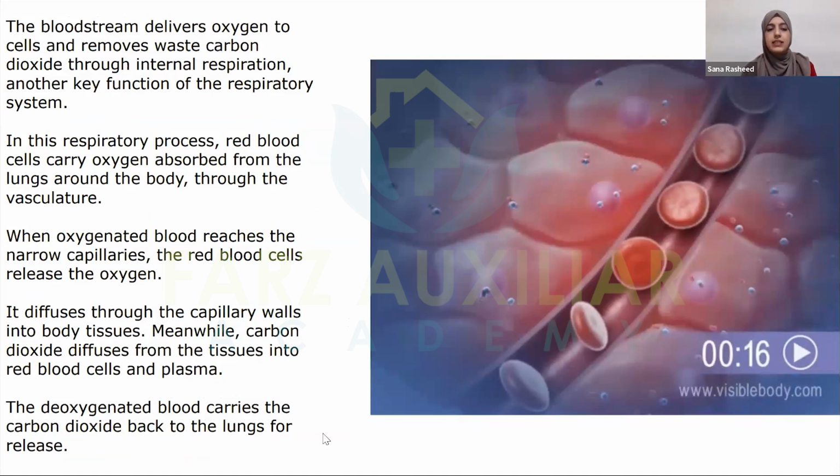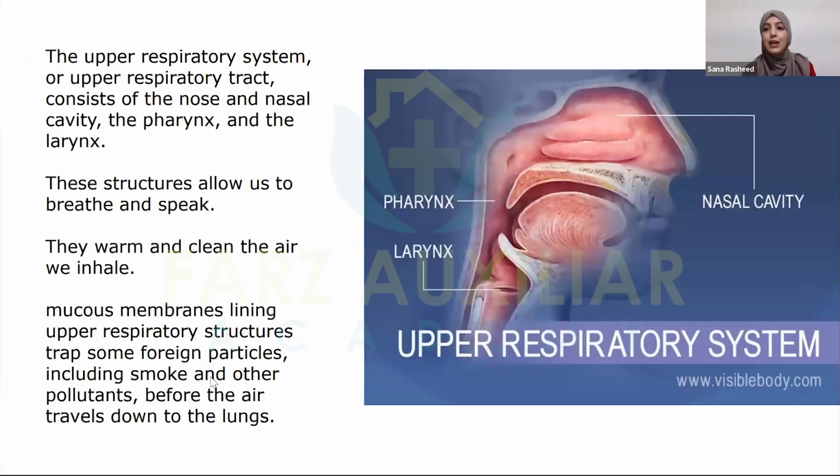The blood is involved in delivering oxygen to different organs, and it removes carbon dioxide through internal respiration. In this process, red blood cells carry oxygen absorbed from the lungs around the body through the vasculature. When oxygenated blood reaches the narrow capillaries, the red blood cell releases the oxygen, which diffuses through the capillary walls into the body tissues. Meanwhile, the carbon dioxide diffuses from the tissue into red blood cells and plasma.